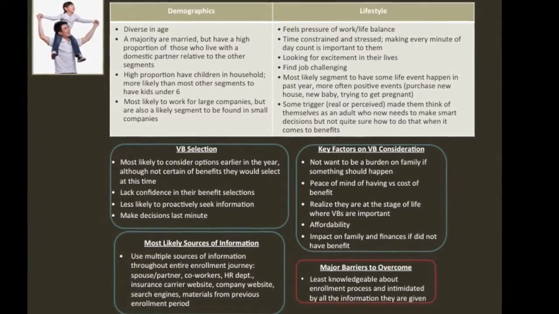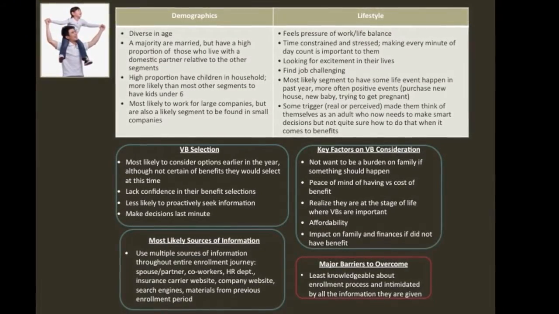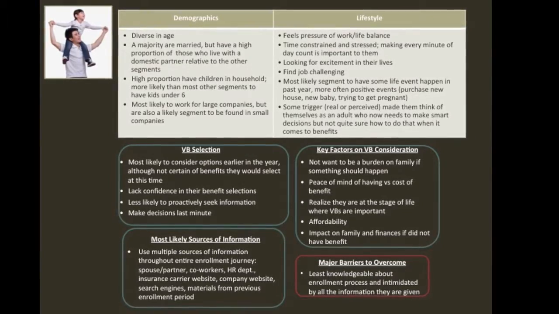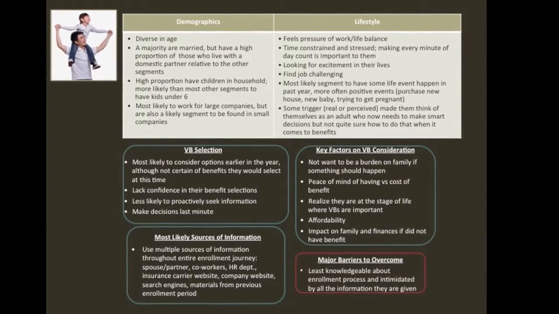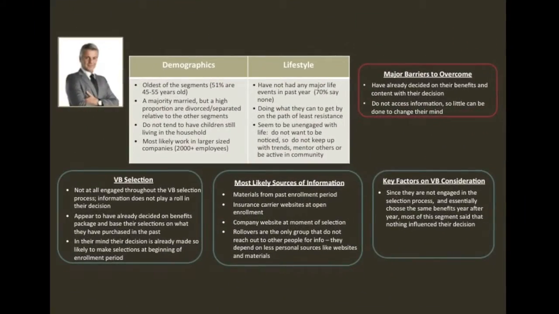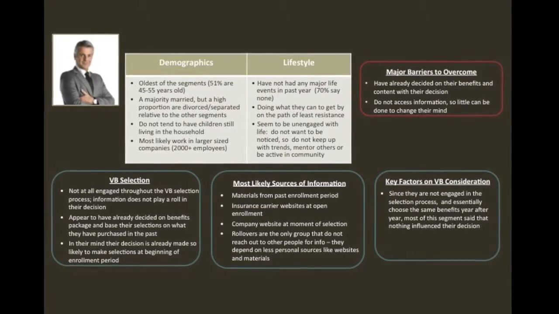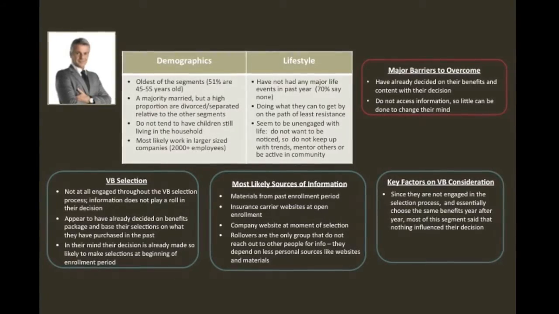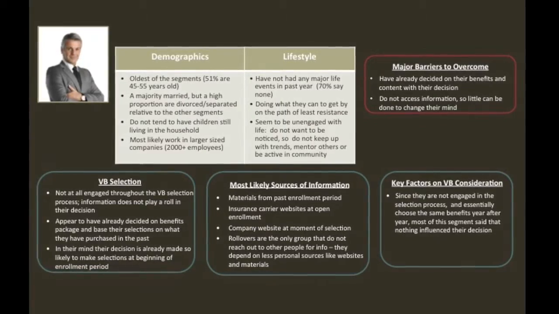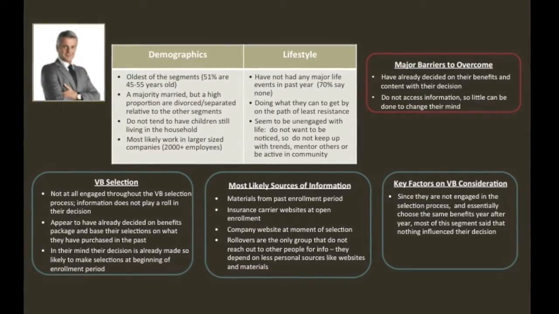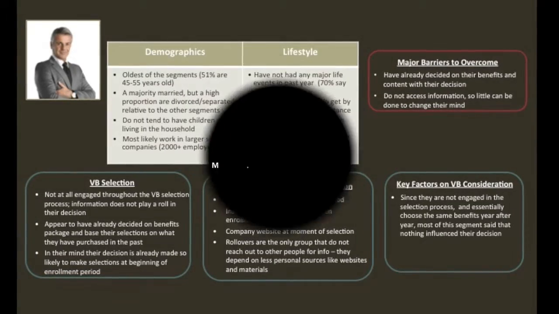They are very diverse in age, and a majority of them are married, but they are the least knowledgeable about the enrollment process, and they are very intimidated by all the information they are given. So it makes it very difficult for them to make decisions about these voluntary benefits. Last but not least are the traditionalists. This is the older of the segments, but this group is interesting because they won't seek out information. They're going to choose the same benefits year over year, so they're a really tough sell. They really should be looking at their benefits every year to see if something's new or has changed.